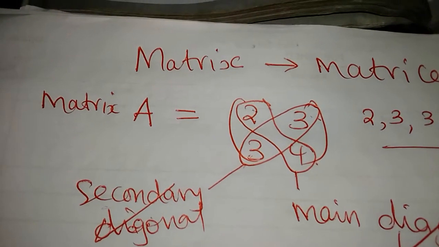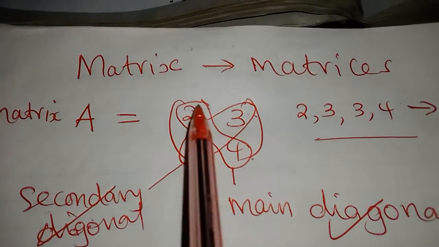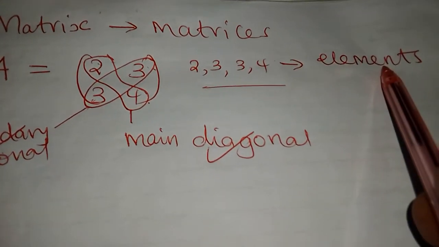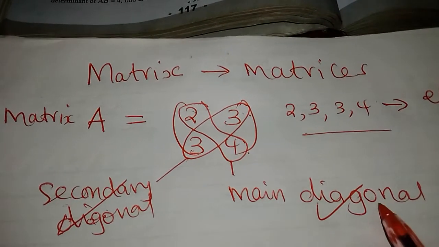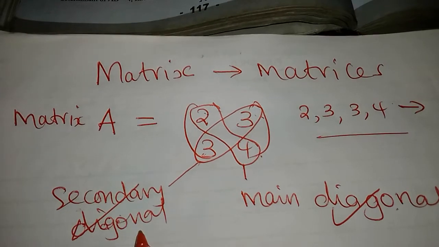They are going to help you in getting the inverse of a matrix. So 2, 3, 3, 4 are referred to as elements. Then 2, 4 are the elements that form the main diagonal, and 3, 3 are the elements that form the secondary diagonal.